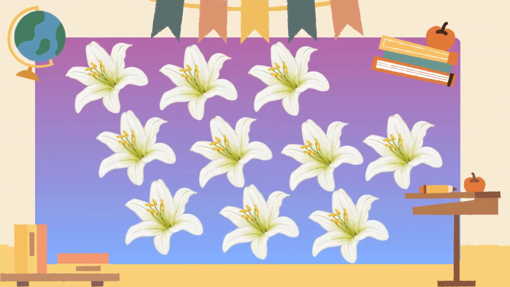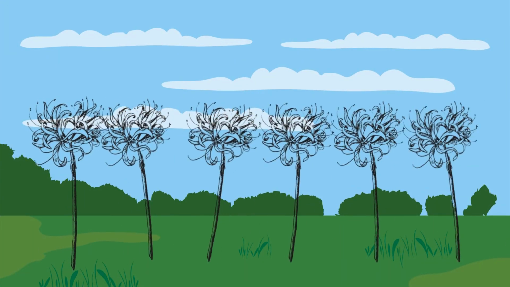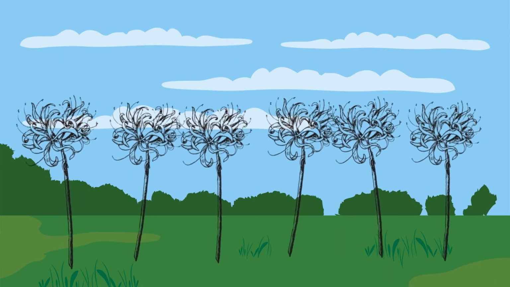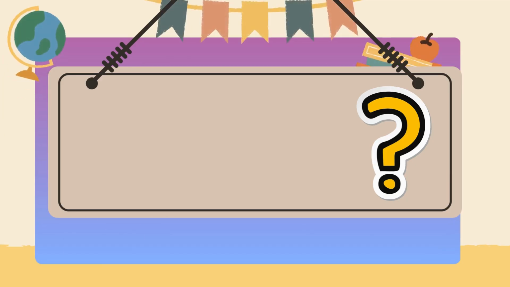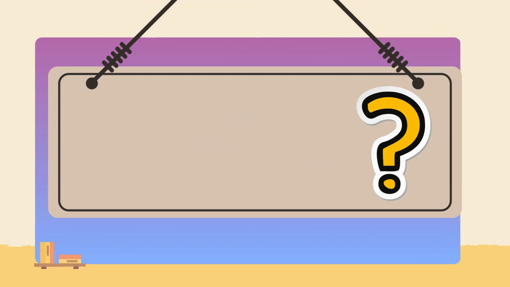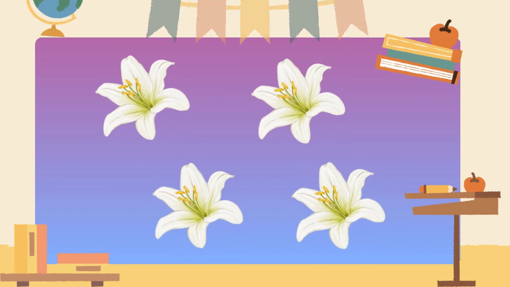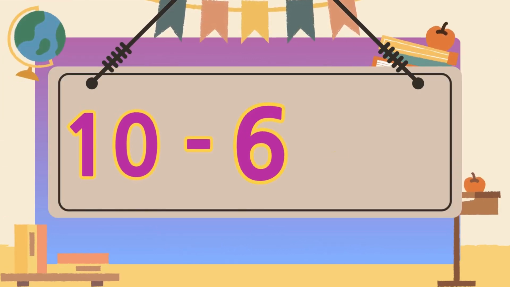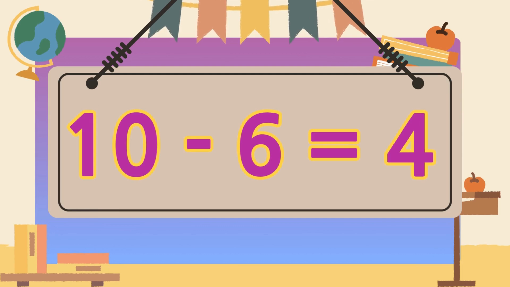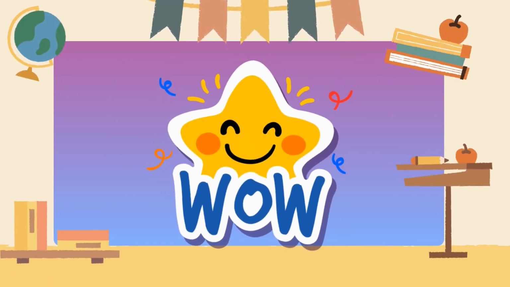10 lilies were blooming brightly. 6 of them withered away. How many lilies are left? The answer is 4 lilies. So 10 minus 6 is 4. Wow! Another correct answer.